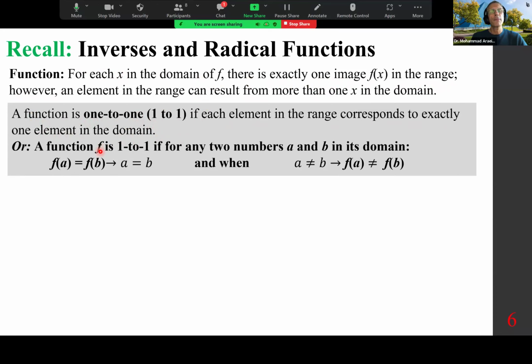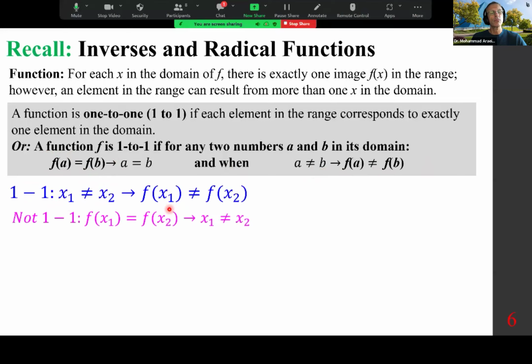A function f is one-to-one if for any two numbers a and b in its domain, f of a equals f of b results in a being equal to b. And when a is not equal to b, f of a is not equal to f of b. In other words, for a one-to-one function, x sub 1 is not equal to x sub 2. That means f of x sub 1 is not equal to f of x sub 2. If it's not one-to-one, f of x sub 1 equals f of x sub 2, but x sub 1 is not equal to x sub 2.